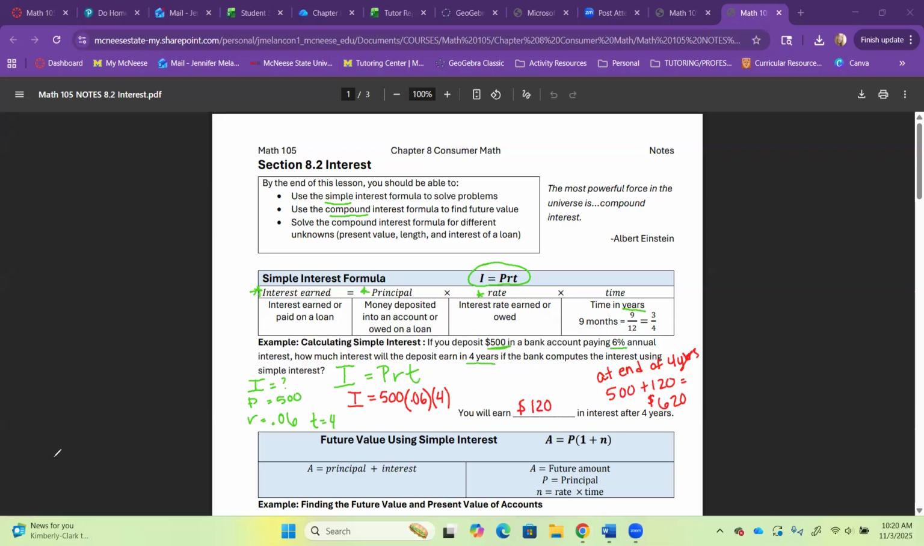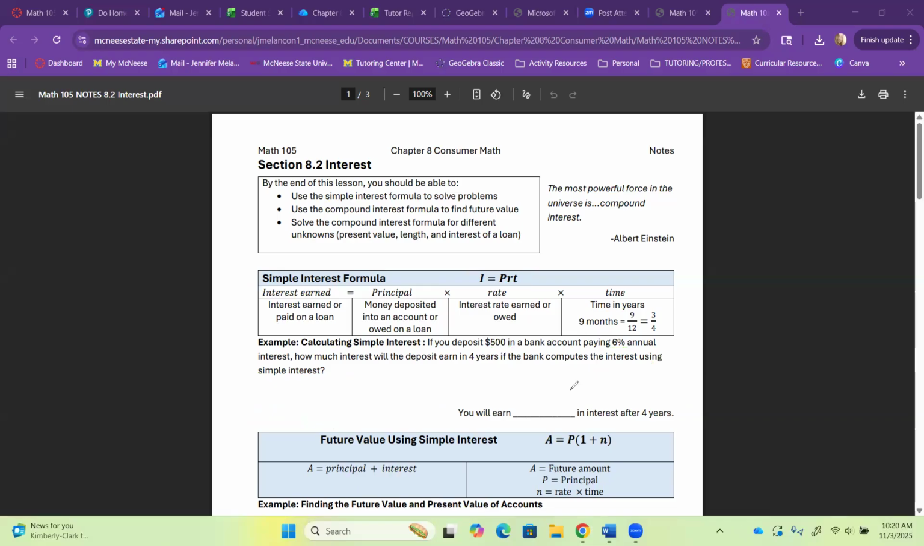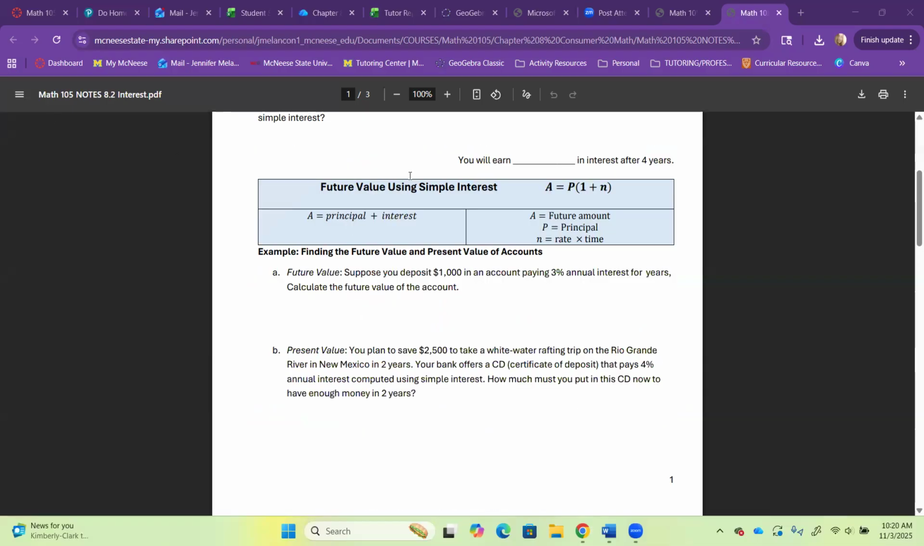Try to remember how to clear all drawings. Okay, all right, so moving on, the future value using simple interest. That is what we just determined when we added the 500 plus our $120. That's what this formula is, but we're going to change some of the labels, which can sometimes be a little bit confusing when you make changes like that.